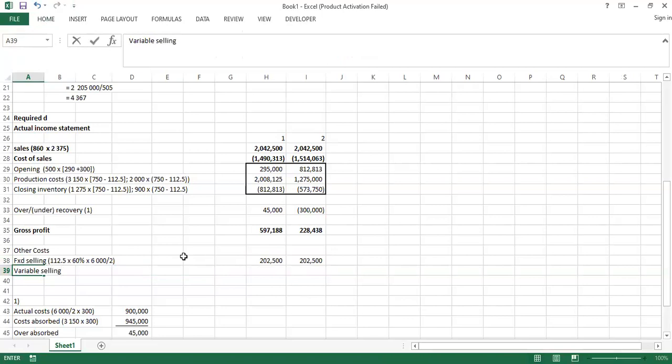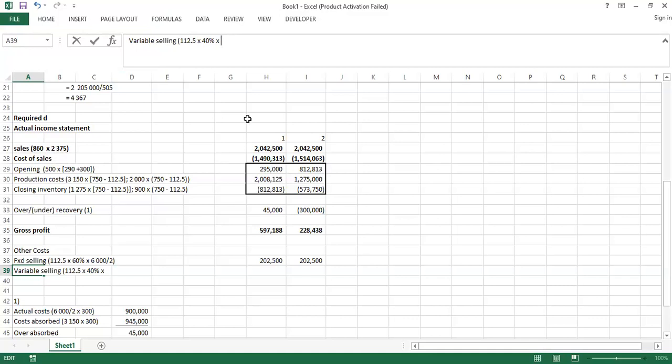Yeah, it's variable selling. So in terms of our variable selling, we say these ones are 112.5 times 40%, right? And then let's look at what we sold. So here we sold 27, I think. Okay, we sold the same, right? We sold the same, it seems.